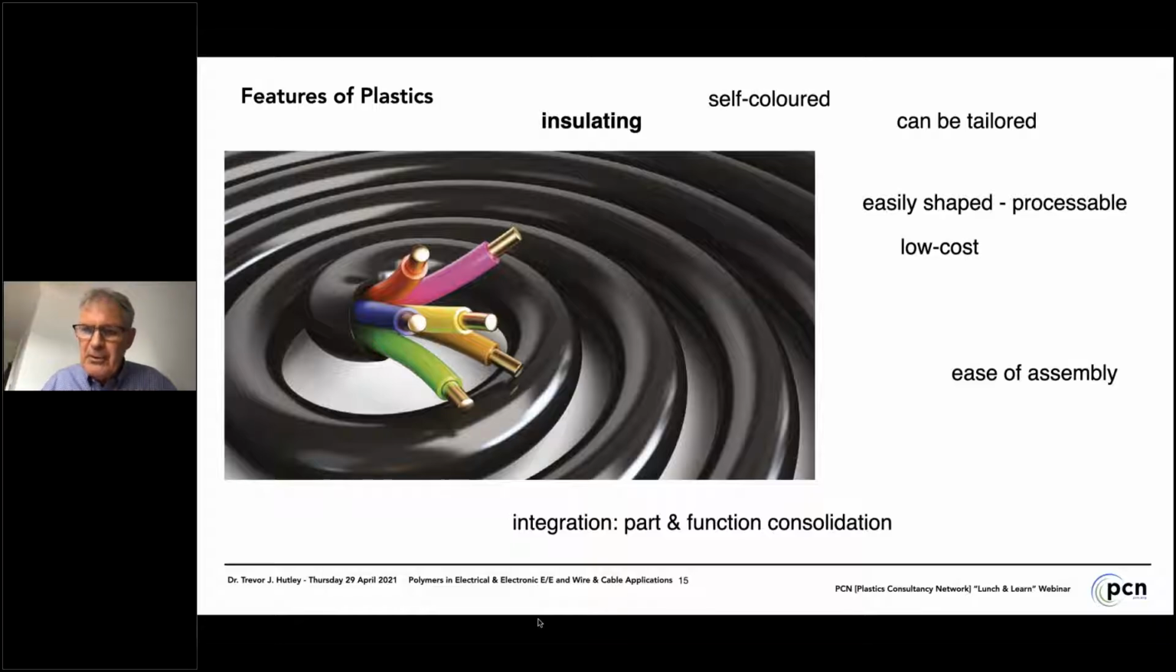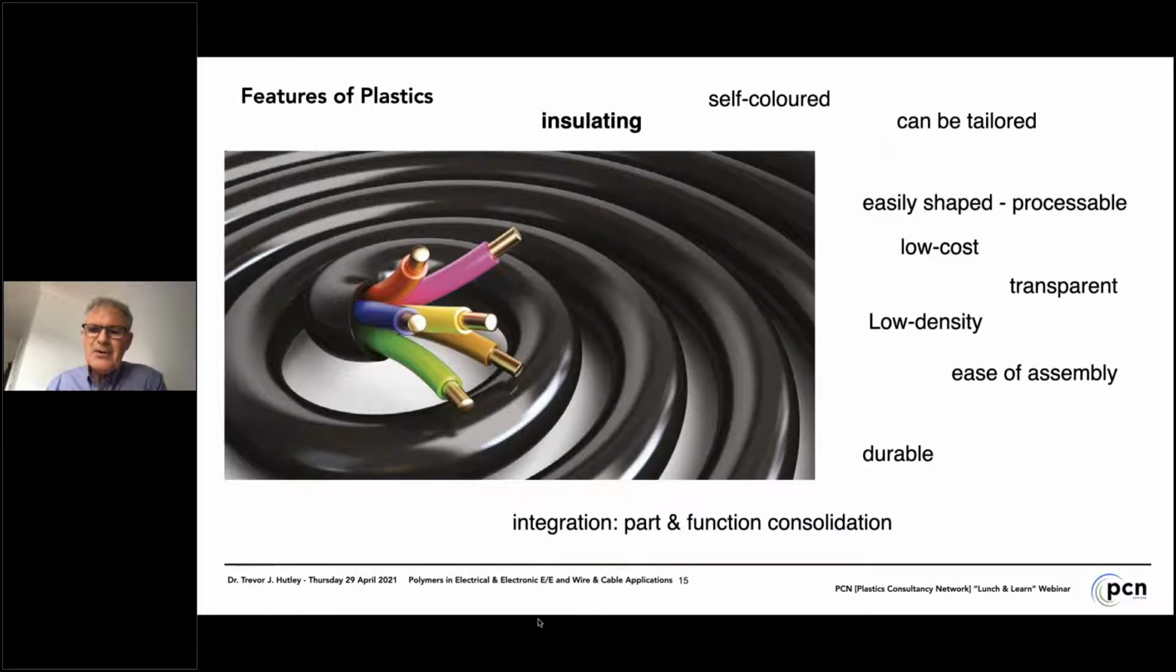Relatively low cost materials, they are self-colored, as the image here shows. You can have insulation, not just black, you can have insulation of wires, any color that you choose. They're durable. Fortunately, when we put wires and cables into buildings or in submarine cables, they're going to be there for 20 years or 30 years or 40 years. They can be transparent, which is useful in some cases, for example, in fiber optic cables.